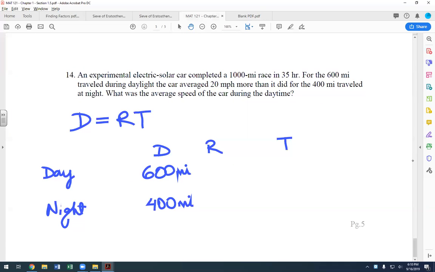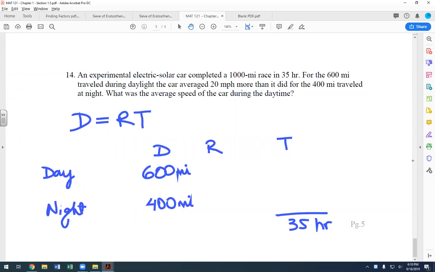Is the time 35 hours for both of them, or how would you know? That's the total time it took them to complete 1,000 miles. Yeah, so that's your total for the time. What are they telling us about the speed of this solar electric car? So the speed is 20 miles per hour more in the daytime.